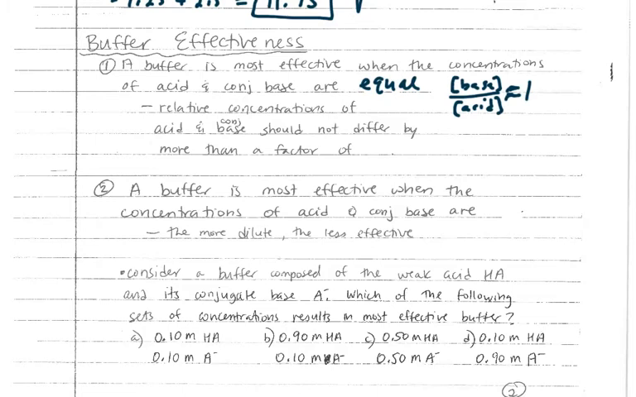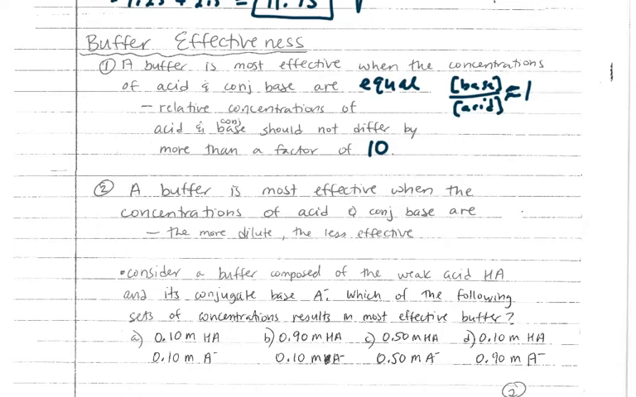So the general rule of thumb is when you make a buffer, the relative concentrations of the conjugate acid-base pair should not differ by more than a factor of 10. All right, they can be a little bit different, like 0.5 and 0.2, which we saw before, but it shouldn't be more than 5 and 0.5. So they shouldn't be more than 10 times off.